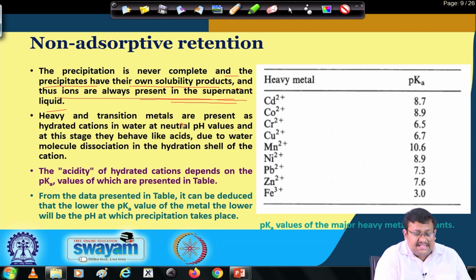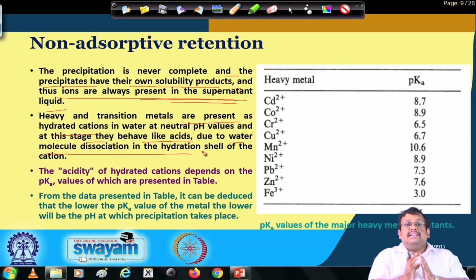Now, heavy and transition metals are present as hydrated ions in water at neutral pH values, and at this stage they behave like acids due to the water molecule dissociation in the hydration shell of the cation. So, these heavy and transition metals are present as hydrated cations, and due to the dissociation of the hydration shells of these cations, they behave like acids.